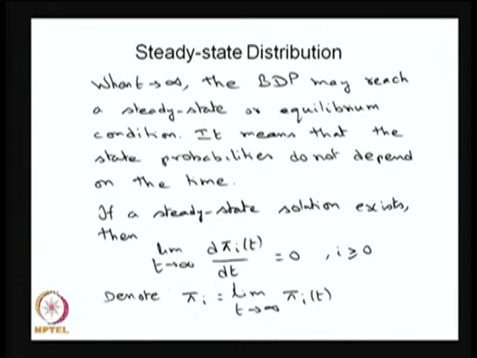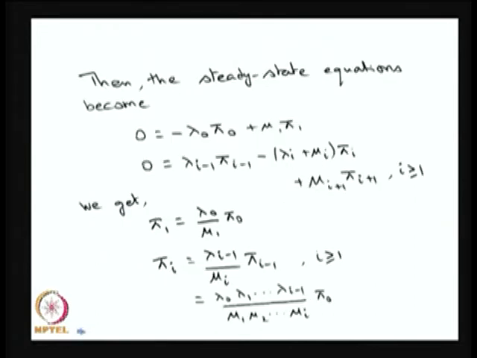Whenever the steady state solution exists, I can use the limit as t tends to infinity, and the derivative of pi i of t is going to be 0. Therefore, I am going to use these two to get the steady state probabilities for the birth death process.